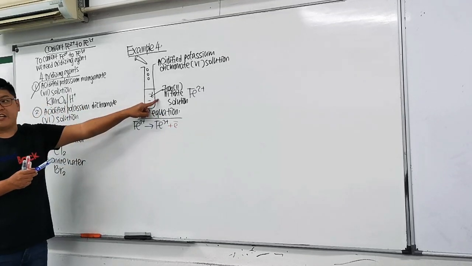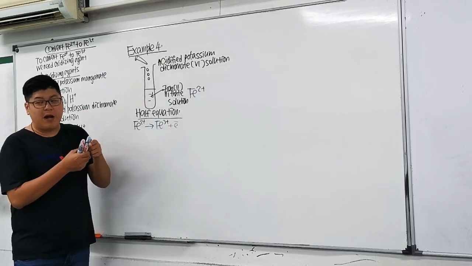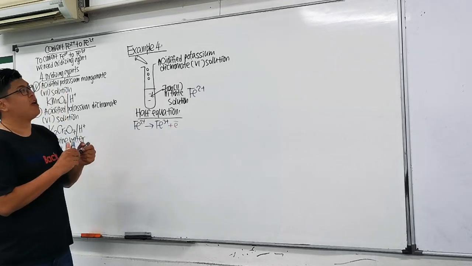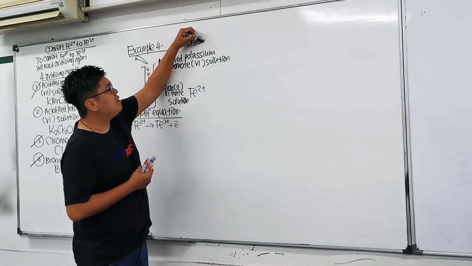Okay, this is easy. The tricky one is here. Potassium dichromate, this is the tricky one. What makes it tricky? Listen carefully. Potassium dichromate, the formula is K2Cr2O7.